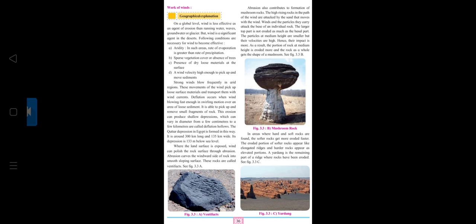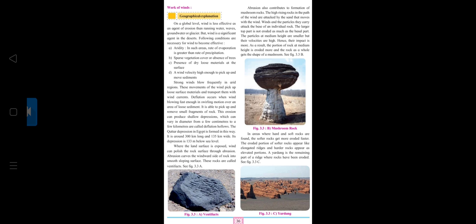So, the high rising rocks in the path of the wind are attacked by the sand that moves with the wind. Winds and the particles they carry attack the base of an individual rock. The larger top part is not eroded as much as the basal part. The particles at medium height are smaller and their velocities are high. Hence, their impact is more.